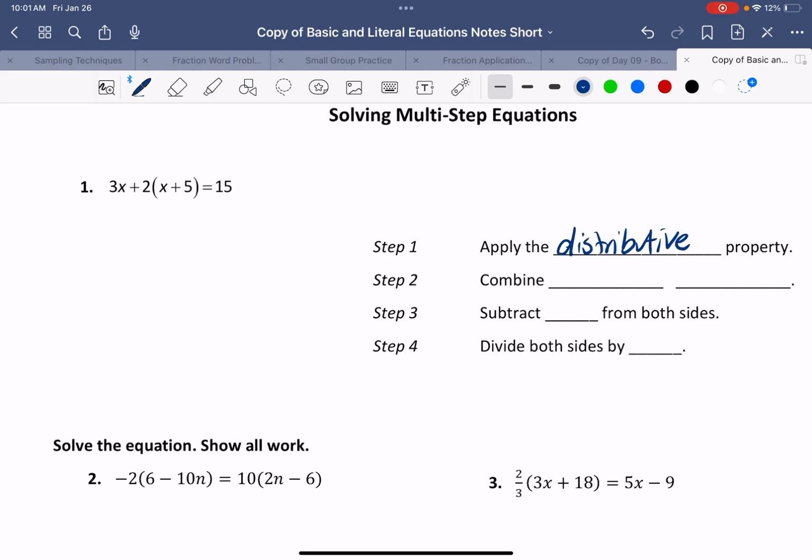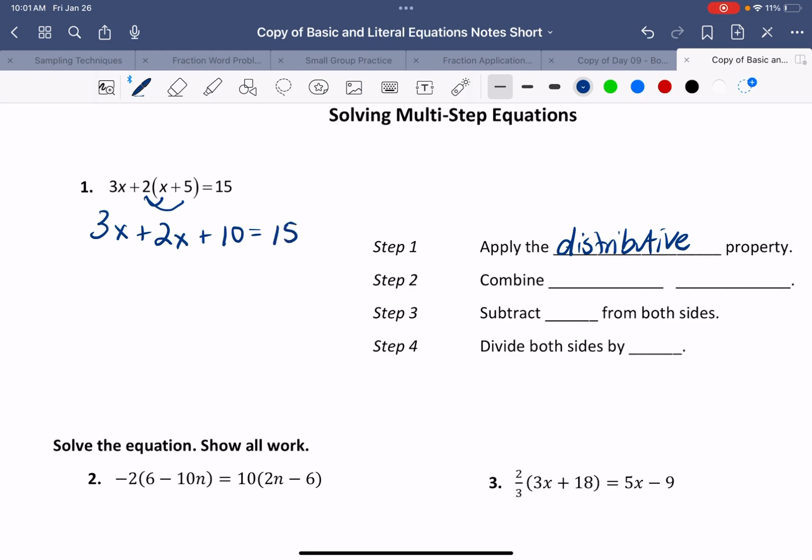to this equation. The distributive property is when I have this right here and I have to distribute 2 times x and 2 times 5, okay? So what you're gonna do is when you're solving this, I want you to solve these from top to bottom, like right underneath your problem. And we're gonna do this where I'm going to distribute, and I'm gonna just bring down my 3x. Now I'm gonna distribute plus 2 times x is 2x, plus 2 times 5 is 10, equals 15.